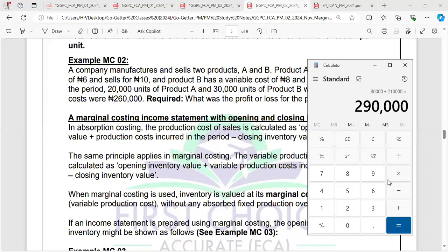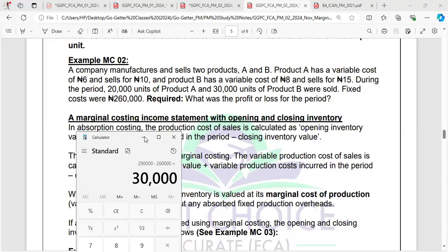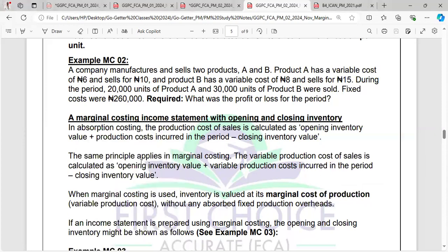And we have fixed costs of 260. We remove 260. That means we have 30,000 as our profit for the period. So you see how we have used the marginal costing method. We'll first of all look for the contribution, look for total contribution, and then look at removing fixed costs from the total contribution to see whether we've made a profit.